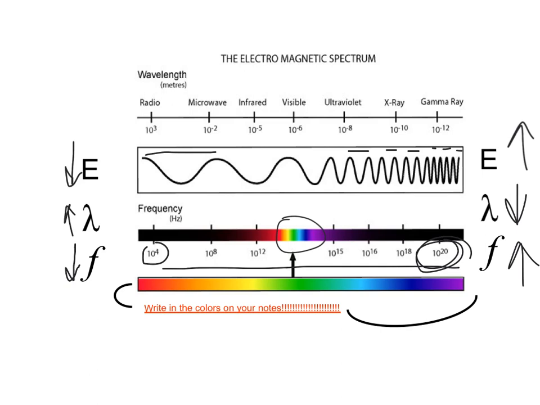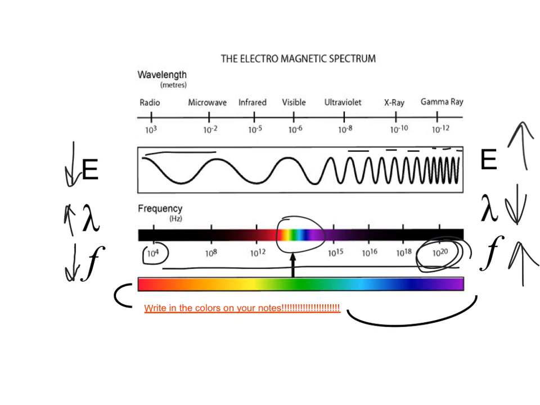Energy is low, wavelength is high. That tells us that there's an inverse relationship between energy and wavelength. You covered that in your POGL already. But now we're going to have to throw frequency into this as well. If I have a high wavelength, that means I have a low frequency. So frequency and wavelength are also inverse.